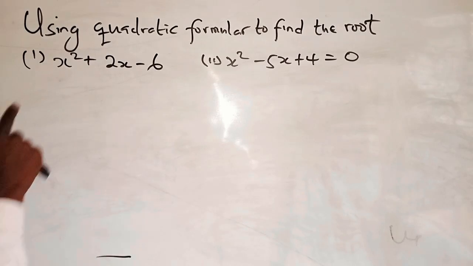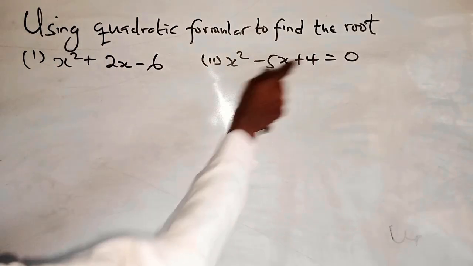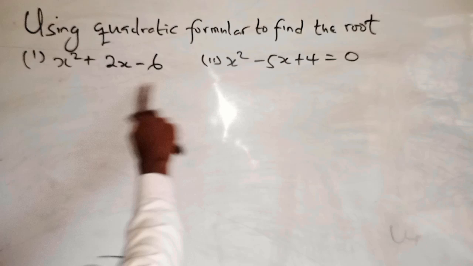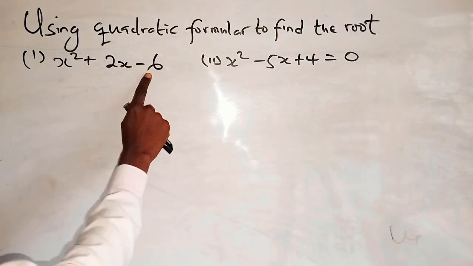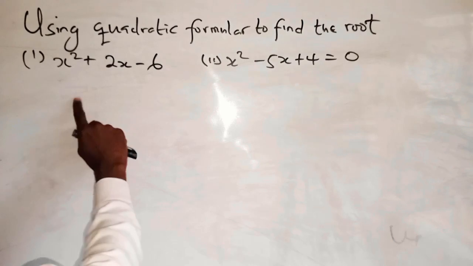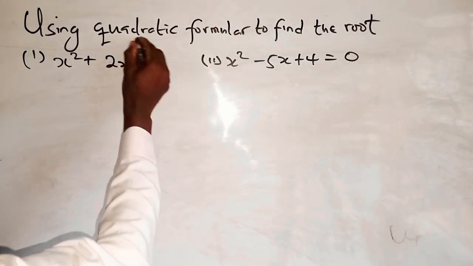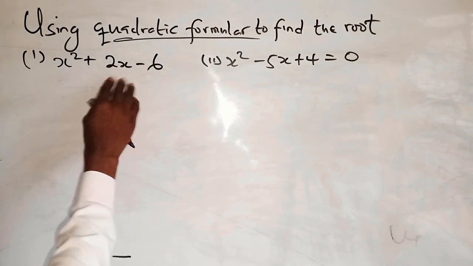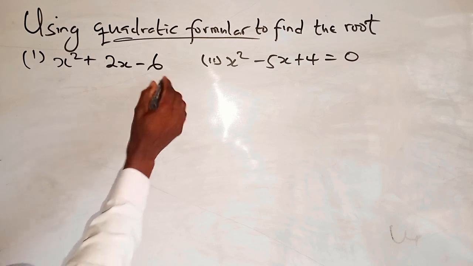The question says, use the quadratic formula to find the roots of these quadratic equations. We have x squared plus 2x minus 6 equals 0, and x squared minus 5x plus 4 equals 0. So we are using the quadratic formula to approach this.